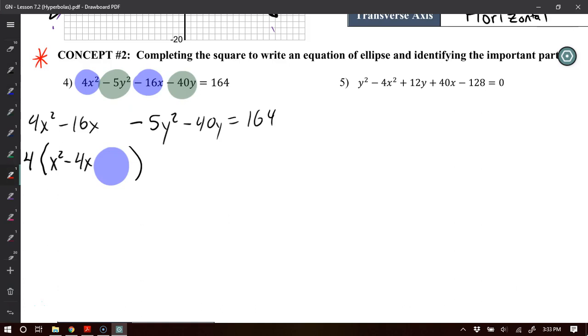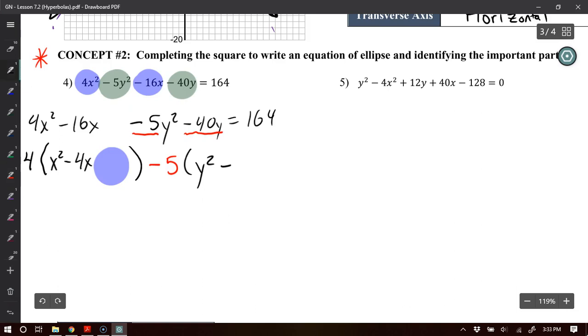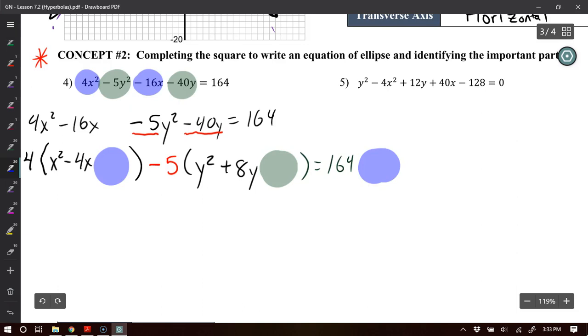When you're completing the square here, this leading coefficient is negative. It's a negative 5, so I have to factor out a negative 5, which is going to change this to a positive y squared. But you have to be careful, because the negative 40y turns into a positive 8y when you factor out the negative. Then I insert my placeholder, and I have equals 164. I have to insert my placeholders on the other side to keep the equation balanced.